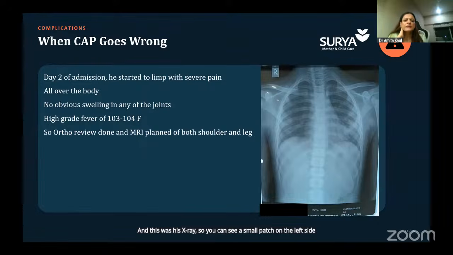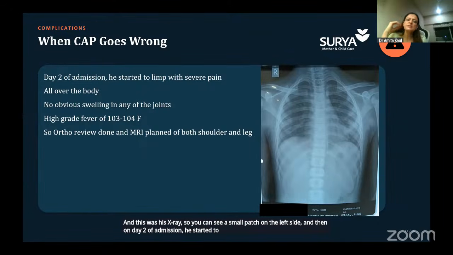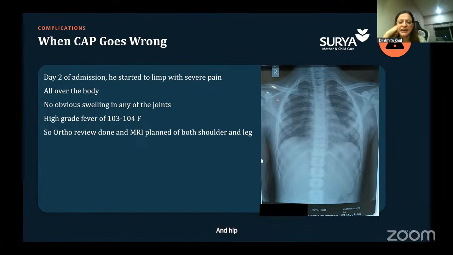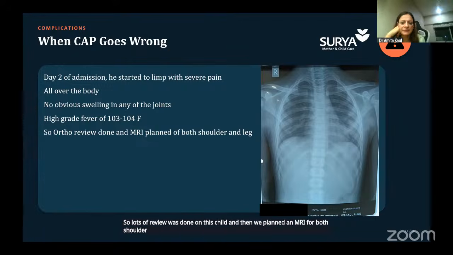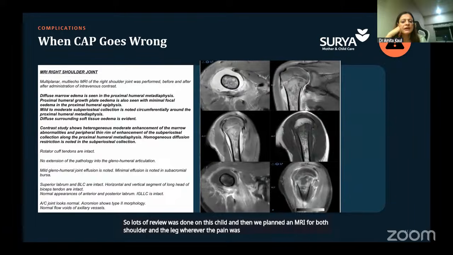Then on day 2 of admission he started to limp. He obviously had high-grade fever, but his main complaint was pain all over the body, and we localized the pain to the shoulder, where he had the fracture, and the hip. So an ortho review was done, and we planned an MRI for both the shoulder and the leg, wherever the pain was. We found that in the shoulder he had a periosteal abscess, and there were signs of osteomyelitis in both the leg and the shoulder.